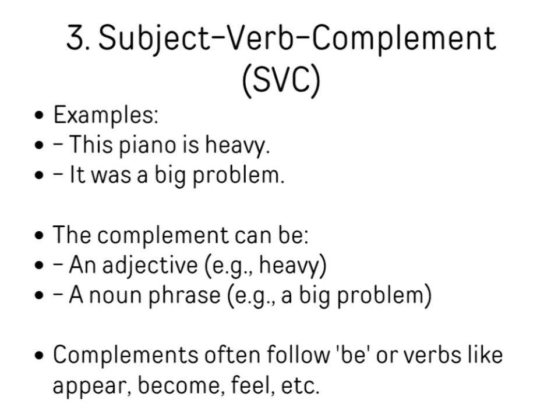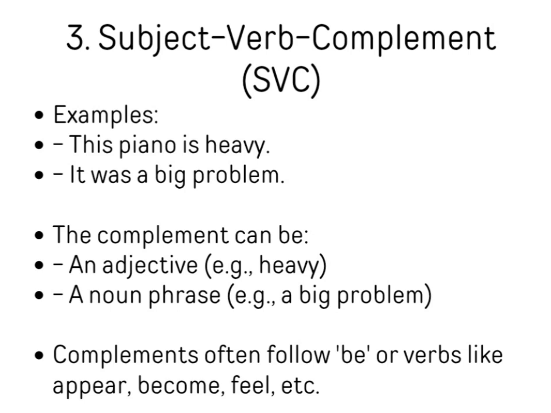The third structure type is where we need a subject, verb, and complement. Here we have an example. This piano is heavy. This piano is the subject, is is the verb. Heavy complements the subject. Heavy is an adjective here.